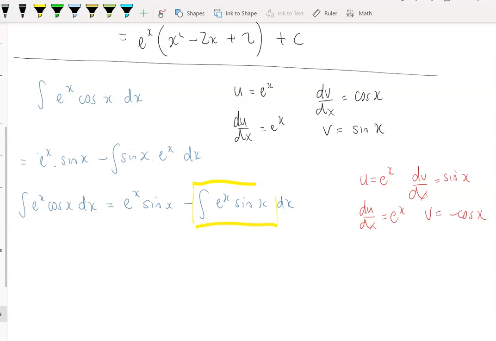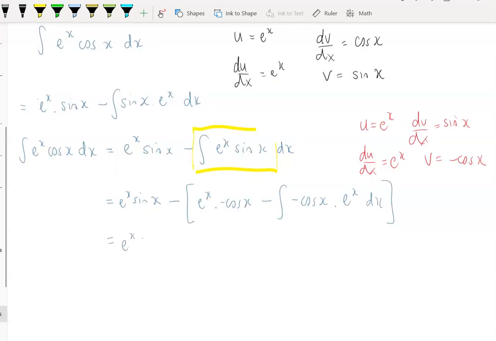So now we're going to have e to the x sine x minus bracket uv, so u times v, so e to the x times minus cos x, so we'll tidy that up in a minute, minus the integral of v, which is negative cos x, times du dx, which is e to the x dx. Okay, so let's just tidy this up a little bit. So equals e to the x sine x. Now the two negatives will become plus e to the x cos x.